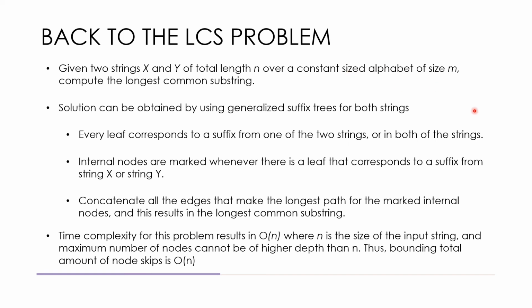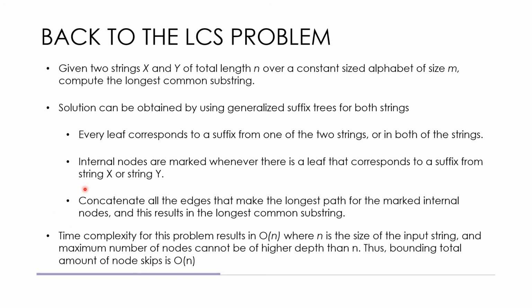What generalized suffix trees are is trees where every leaf corresponds to a suffix from one of the 2 strings, either string X or string Y, or in both of them. And then all the internal nodes are marked whenever there is a leaf that corresponds to a suffix from the string X or Y. And then we concatenate all the edges that make the longest path from all the marked internal nodes, and the result is going to be the longest common substring. And that's basically how we use generalized suffix trees to solve this problem.